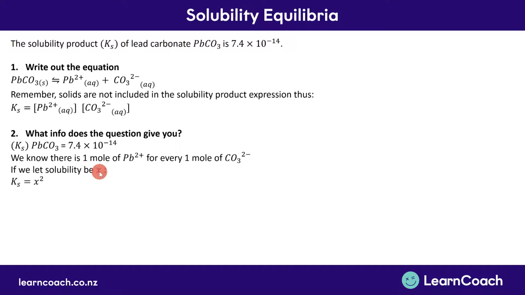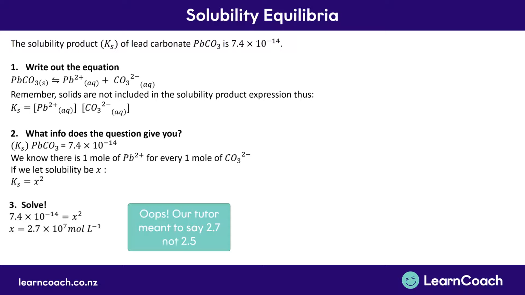So if we let solubility be x, now we've got an equation that says Ks equals x squared. This is really helpful because now we only have one unknown variable and we can solve this. So you put in the Ks that you've been given, 7.4 times 10 to the negative 14 equals x squared, and consequently x equals 2.5 times 10 to the negative 7 moles per litre.